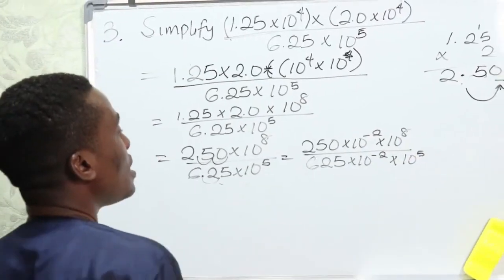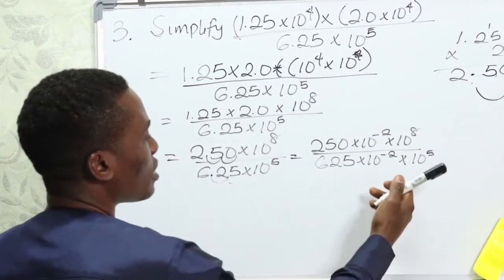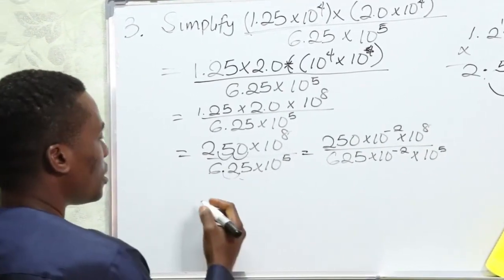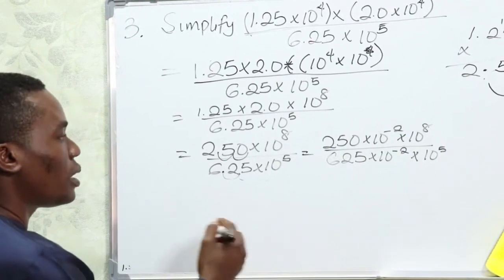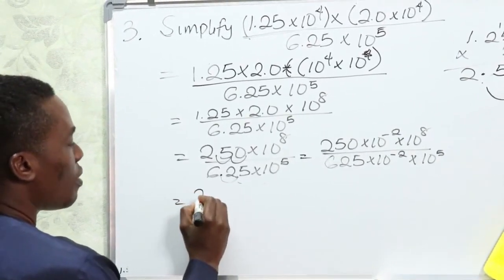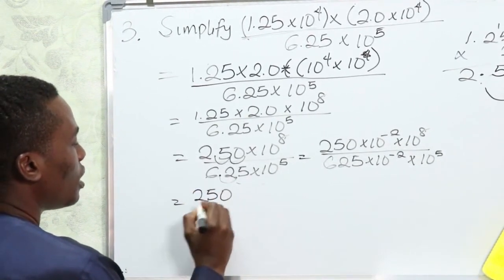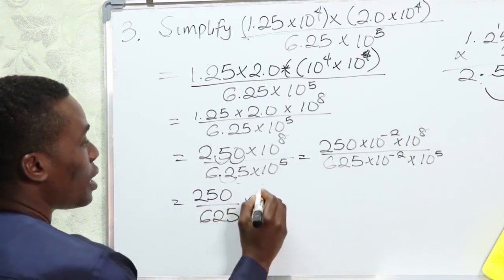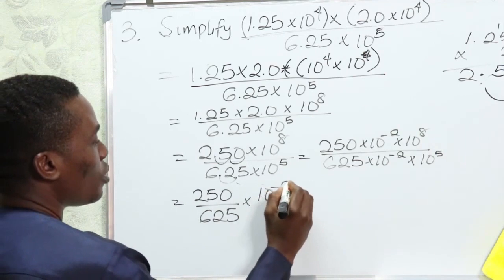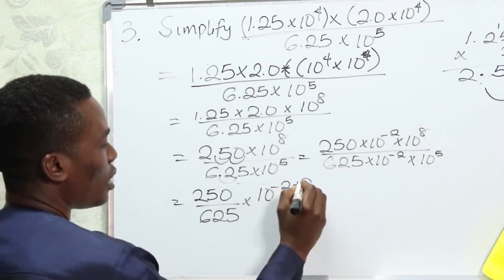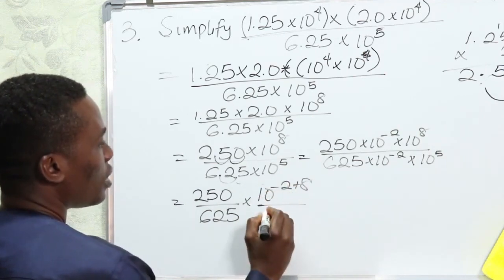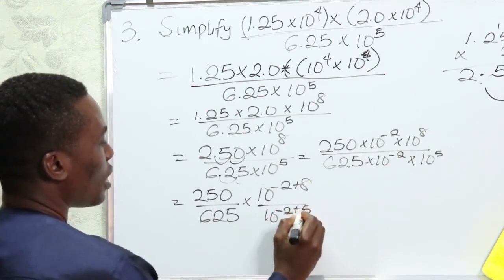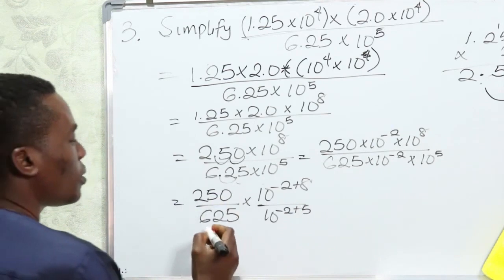So now let's see how we'll separate these two parts so that the powers can be separated from the real numbers. So this will give us 250 divided by 625 multiplied by 10 raised to the power minus 2 plus 8 all over 10 raised to the power what? Minus 2 plus 5.